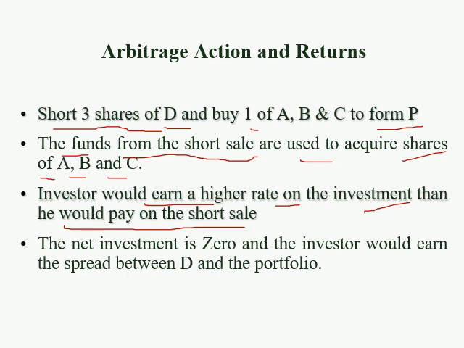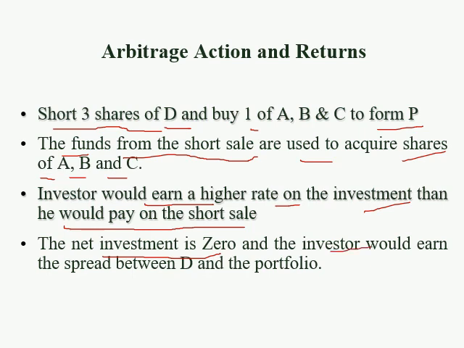The net investment is zero. أنا هنا عملت short sale ل 3D، أخدت $30 من الشورت سيل دي وهشتري بيهم ال 3 shares A, B, and C. يبقى هنا ما حطيتش أي investment، الانفستمنت is zero، ما فيش أي investment. اللي خدته من الشورت سيل هحطه أو هشتري بيه ال A, B, and C.